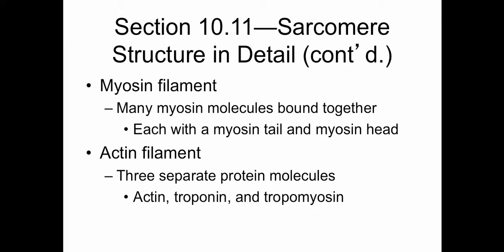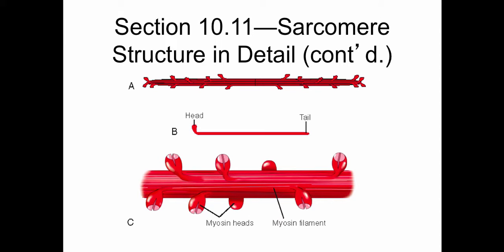The tail is the main length of each myosin molecule, which incidentally resembles a golf club in shape. You can see how multiple myosin molecules are attached to one another to form a myosin filament in this diagram.